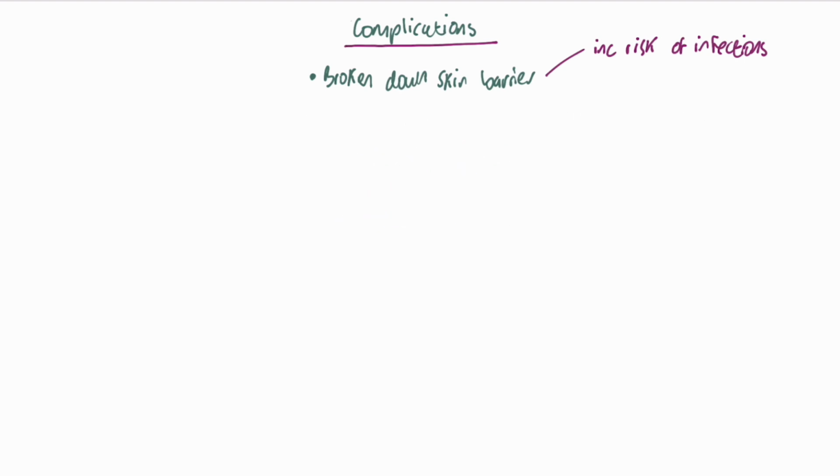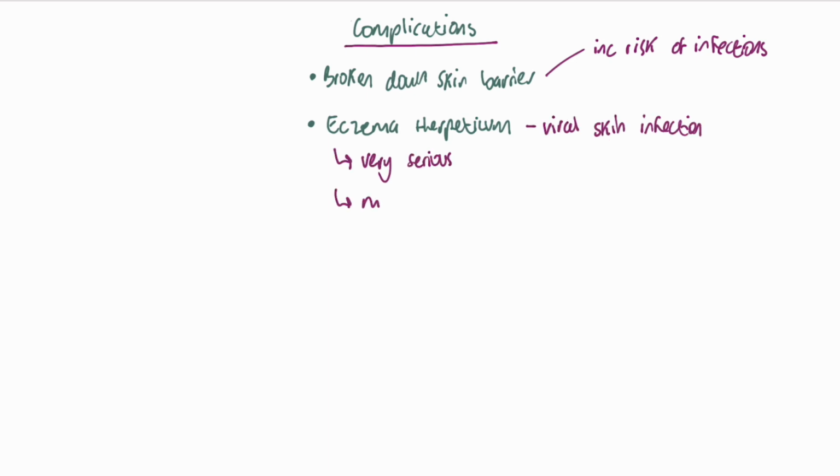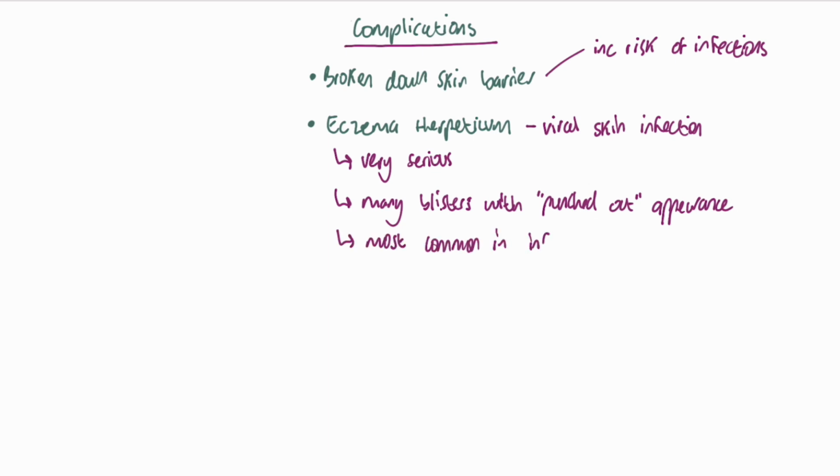Another complication of eczema is a serious viral infection, known as eczema herpeticum. Eczema herpeticum is a serious skin infection caused by the herpes simplex virus. It causes clusters of blisters with a punched-out appearance that spreads rapidly. Patients with eczema herpeticum are usually quite unwell, as it is a life-threatening condition. Eczema herpeticum can affect any patients of any age, however it is more commonly seen in infants and children. The infection is typically treated with antiviral medications such as acyclovir.